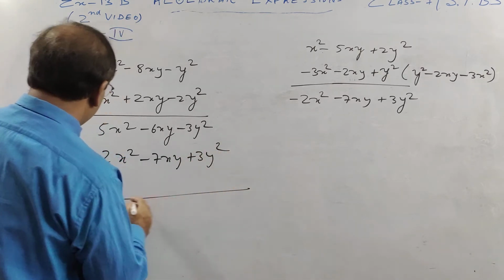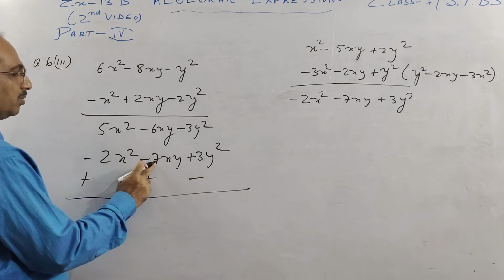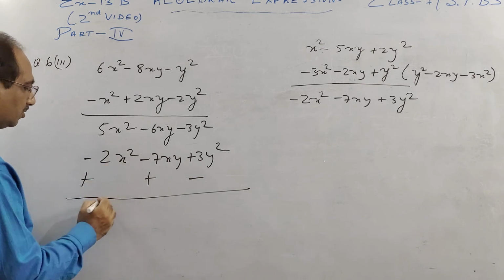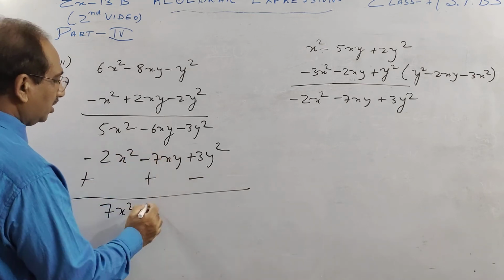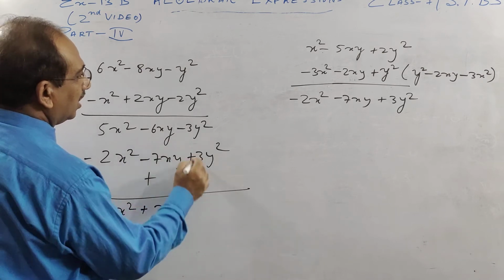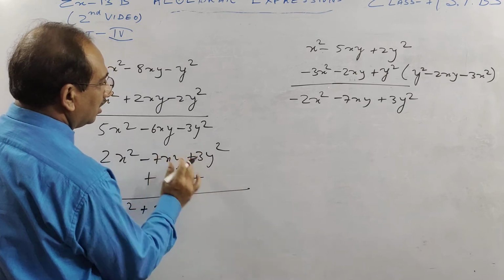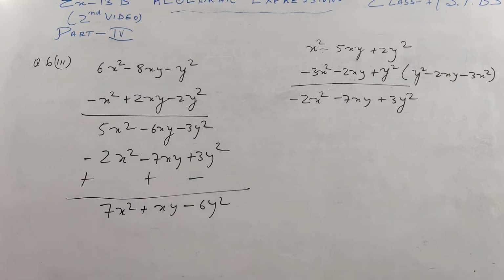So in subtraction, children, the sign changes. Plus becomes minus, minus becomes plus, plus becomes minus. So this is your 7x square, 7xy minus 6y is plus xy, and minus minus, minus 6y square. So kindly pause the video and copy, then we move on to the next question.